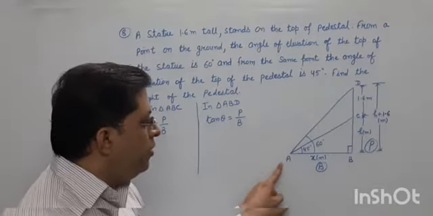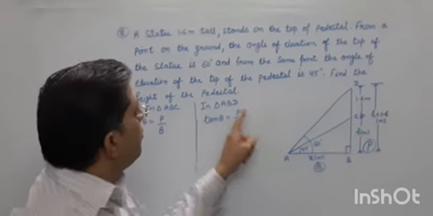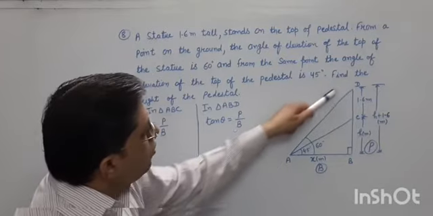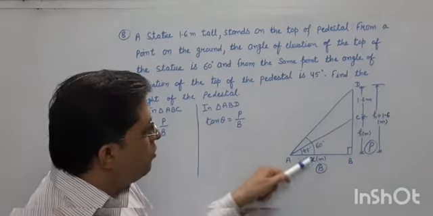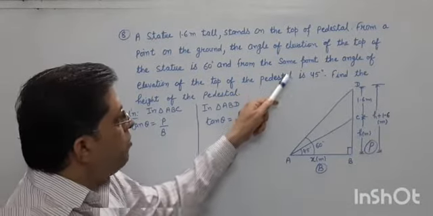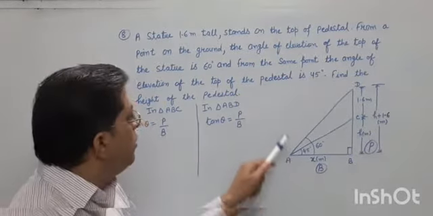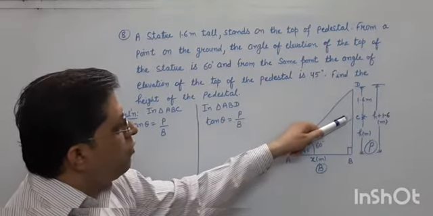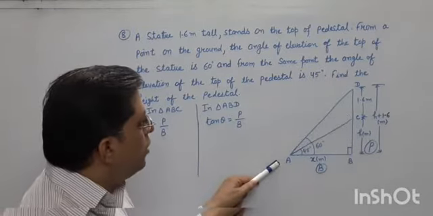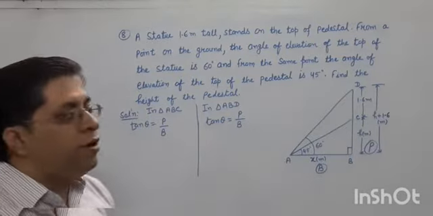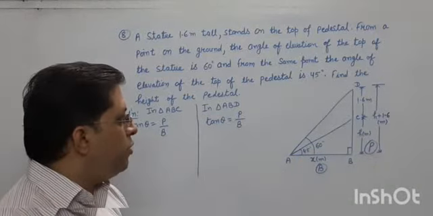From one point it is given to you: the angle of elevation of the top of the statue is 60 degree by the question. From the same point A, the angle of elevation of the top of the pedestal is 45 degree. What you have to find? Find the height of the pedestal.